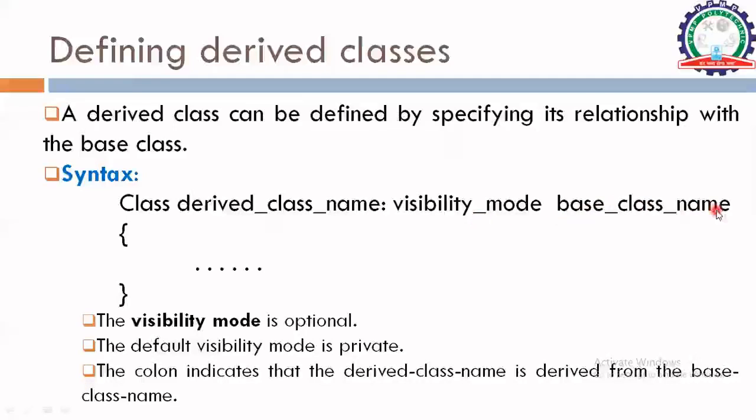The last one is the base class name, the name of the class from which we are deriving a new class. And in the body section of this derived class, we can have the definitions of data members as well as member functions which are only related to the derived class. That means only those members will be declared here which are new in the new class. Okay. So this is all about how to define a derived class.